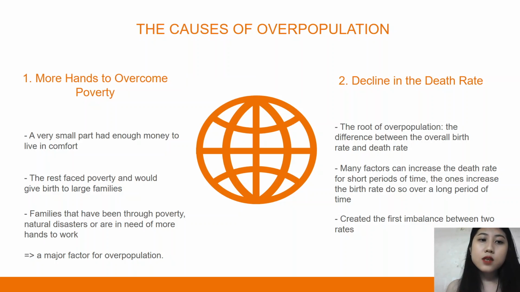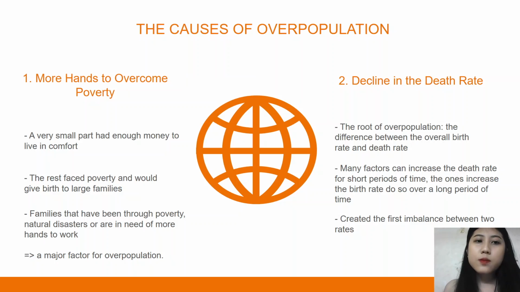Families that have been through poverty, natural disaster, or are simply in need of more hands to work are a major factor for overpopulation. As compared to earlier times, most of these extra children survive and consume resources that are not sufficient in nature. The second reason is the decline in the death rate.